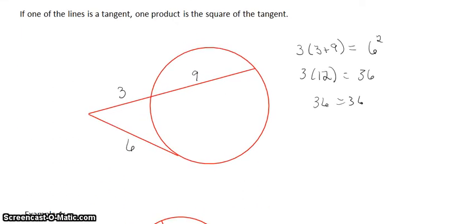Okay, if one of the lines is a tangent, one product is the square of the tangent. So I again have the 3 times the sum of that whole line. So 3 times (3 plus 9) would equal 6 squared, because that's just a tangent. It's only touching, it doesn't go through to split the line into different sections. So I have 3 times (3 plus 9), so that's 3 times 12, that's 36, and 6 squared is also 36, so it is true.